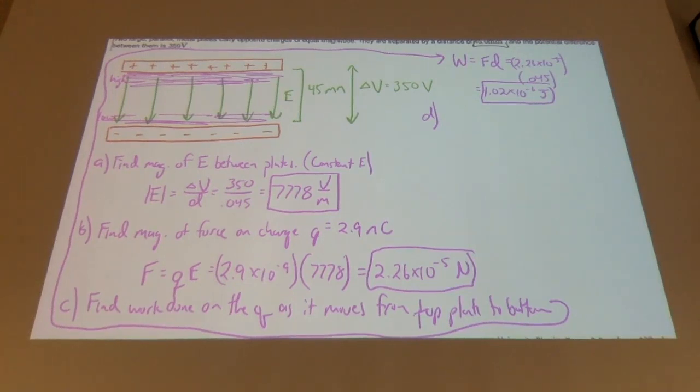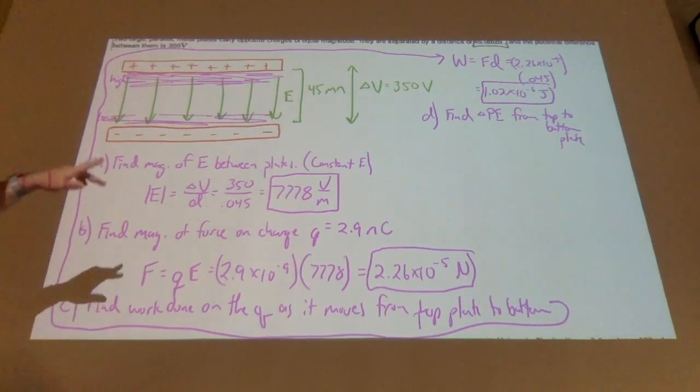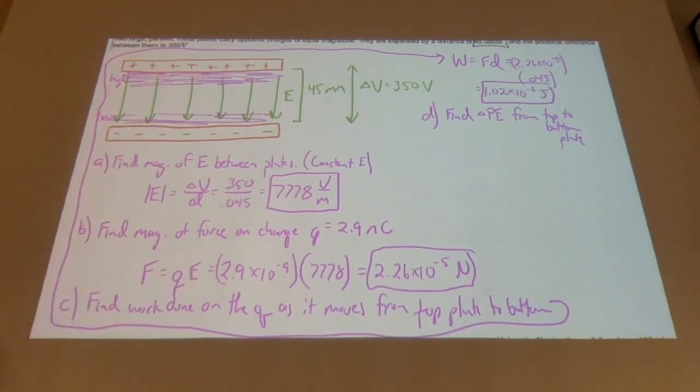Okay? One other thing that we can quickly find here is the change in electric potential energy from top to bottom. Again, this is the potential energy that the charge possesses. Remember, potential energy is possessed by the charge. Potential is something that points in space have.